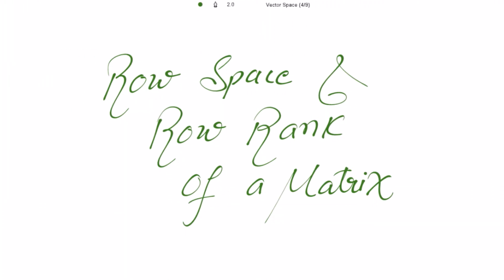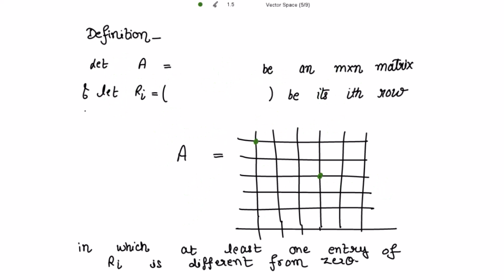And now in section 1 we are going to study row space and row rank of a matrix. And the definition is, let A be an m by n matrix which is denoted by Aij. These are the elements of an m by n matrix, right? Here m denotes the number of rows and n denotes the number of columns. Very fine. And this Aij, these are the elements of the matrix.